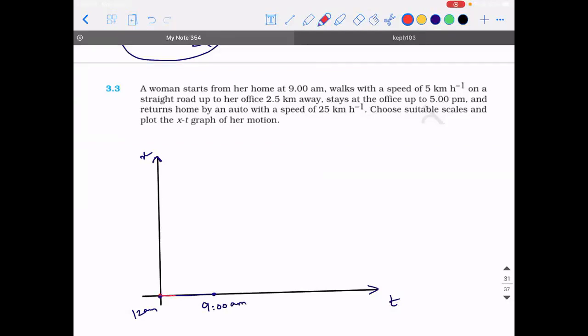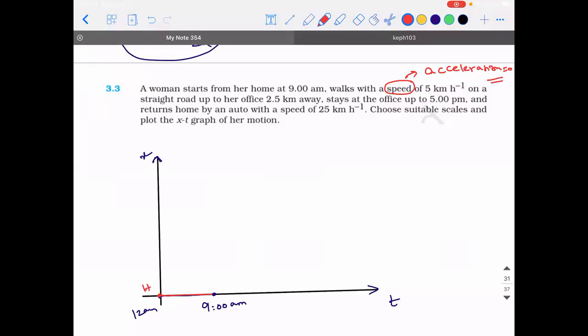So let me take a red color line. Till 9 a.m. she was at her home. And from 9 a.m. what did she do? She walked with a speed of 5 km/h. So wherever you see the word speed, this is another hint. If you see the word speed, then acceleration can always be taken as 0 because speed is the magnitude of velocity. Whenever an object is moving with a particular speed, it means it doesn't have any acceleration. She walked with a speed of 5 km/h on a straight road up to her office, which was 2.5 km away.